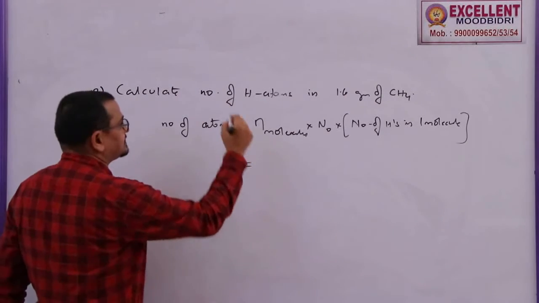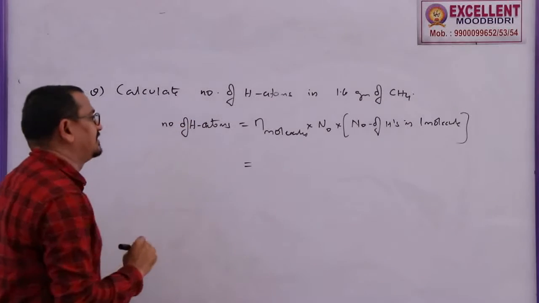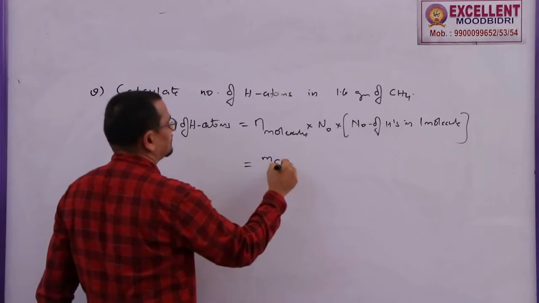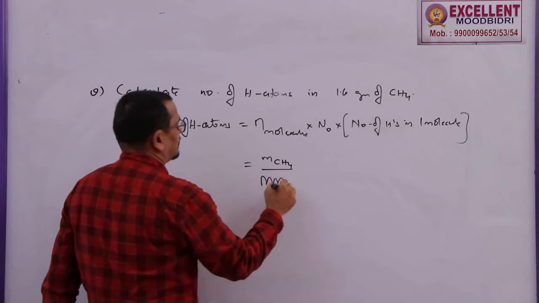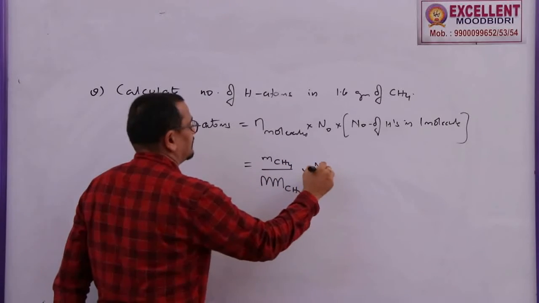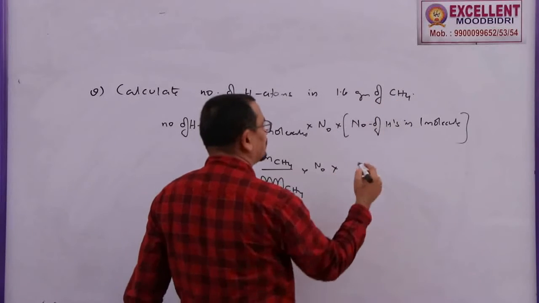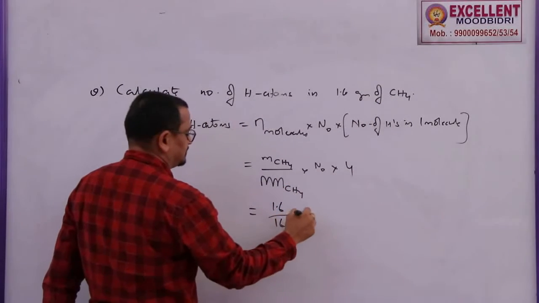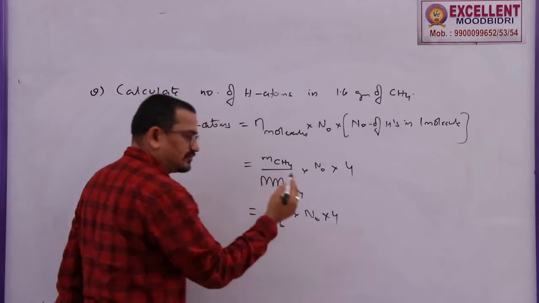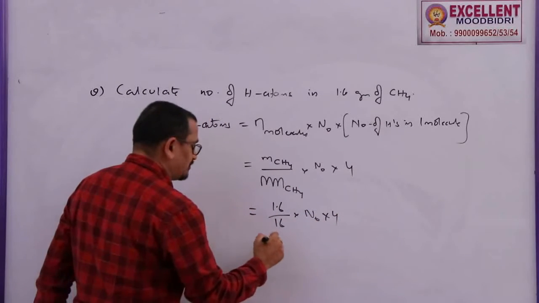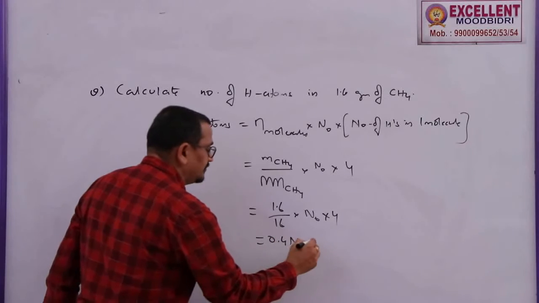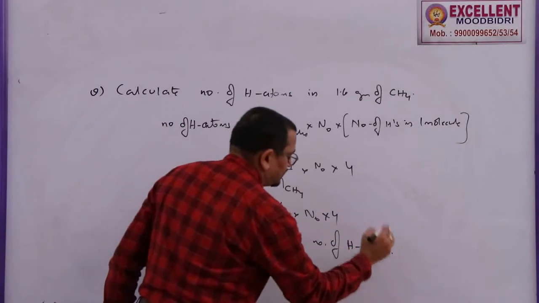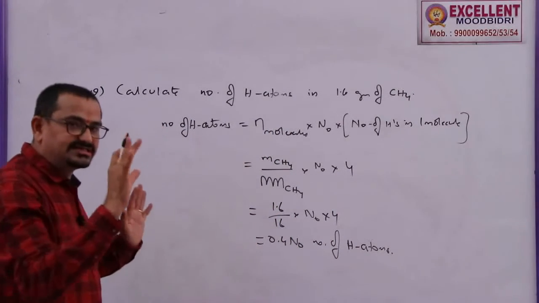So for this given question, the number of hydrogen atoms can be calculated as the number of moles of methane. How do you find the number of moles? Mass of methane over molar mass of methane, into Avogadro number, into the number of hydrogens per molecule of methane, which is 4. So this equals 1.6 by 16 into Avogadro number into 4. We simplify this: it is 0.1 into 4, 0.4 into Avogadro number of hydrogen atoms. Okay, this is one model question.